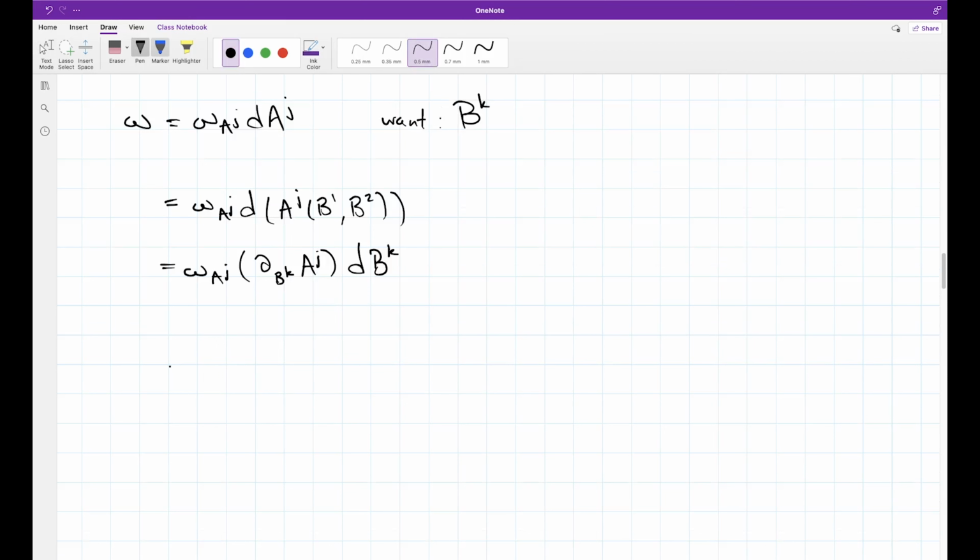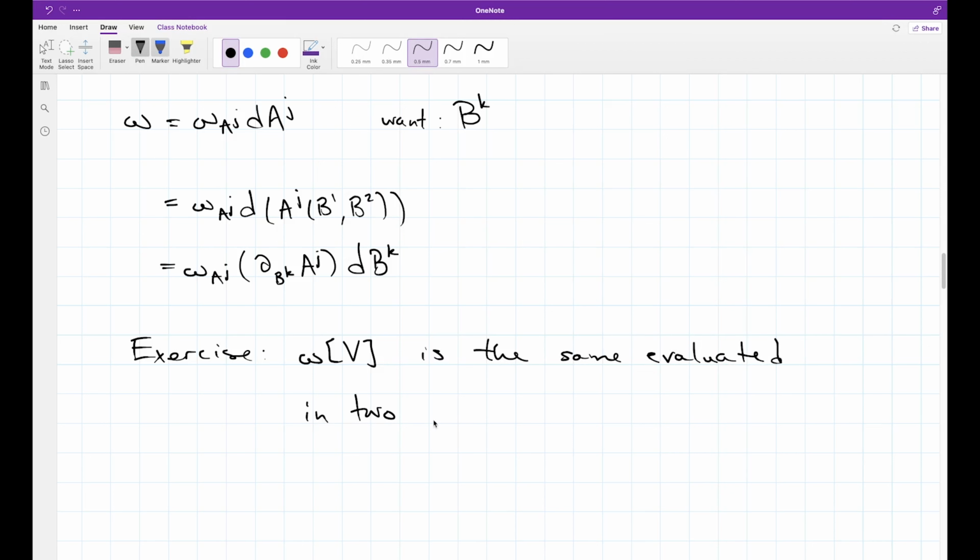Okay, now an exercise that you should attempt for yourself is to check that omega acting on v is the same evaluated in two different coordinate systems.